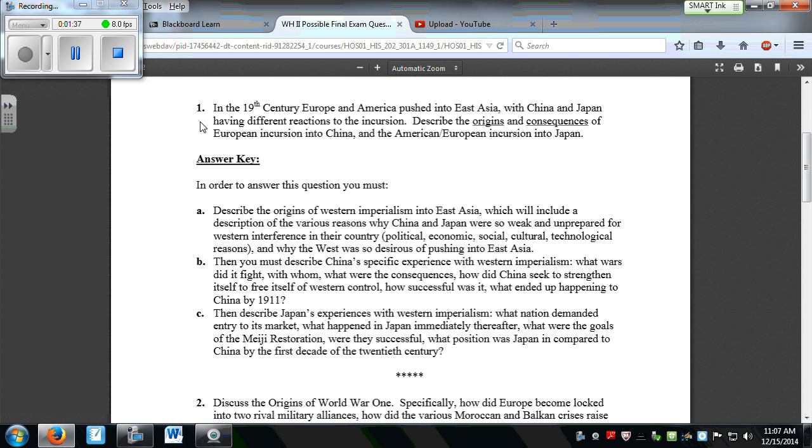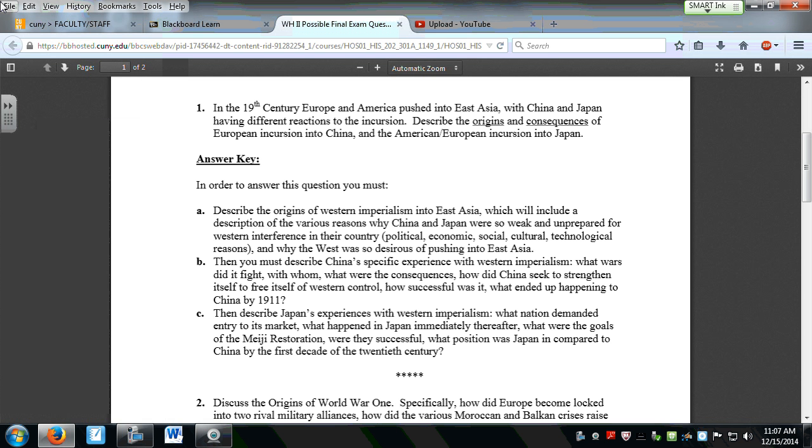Now, first of all, where to find the information. Everything you need for question number 1 about East Asia is located in chapter 27 of your textbook. Chapter 27, which is entitled Modern East Asia.